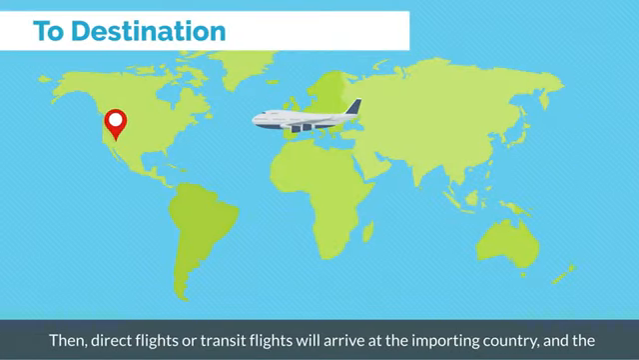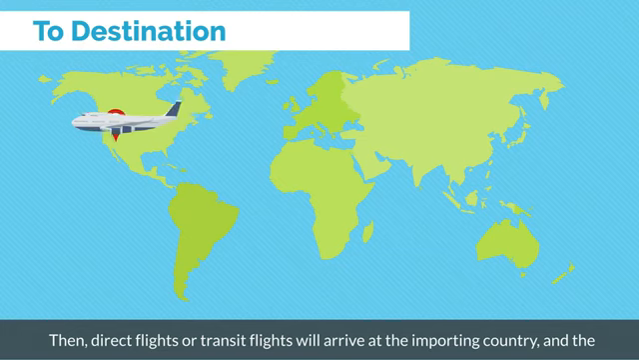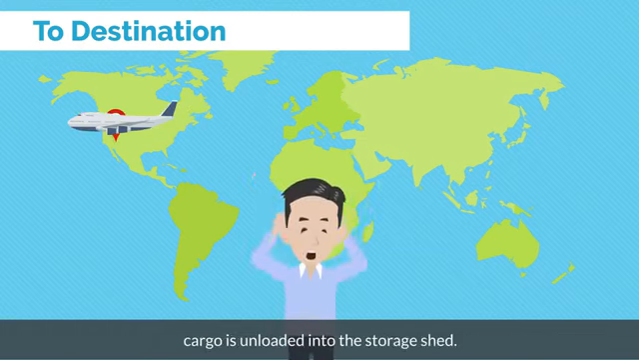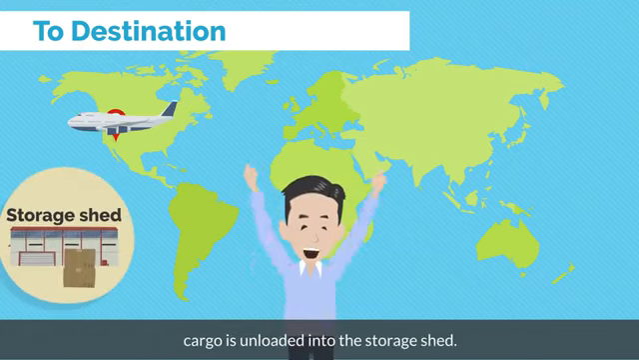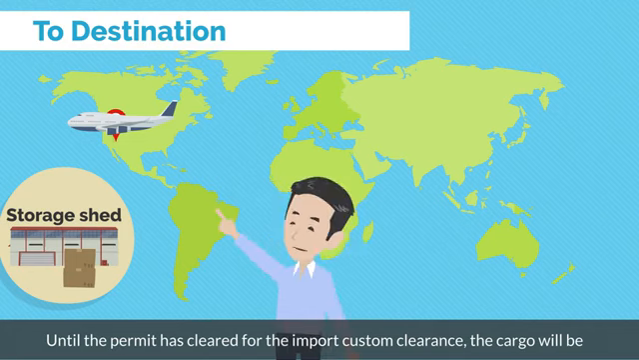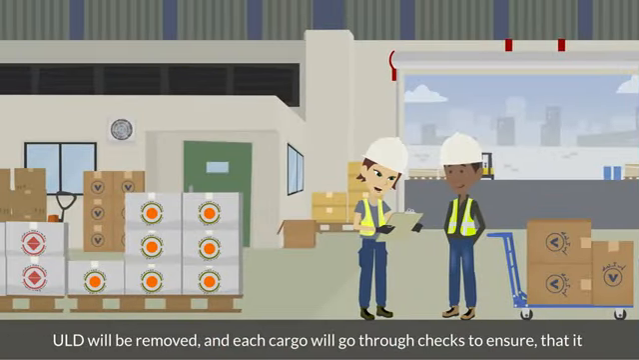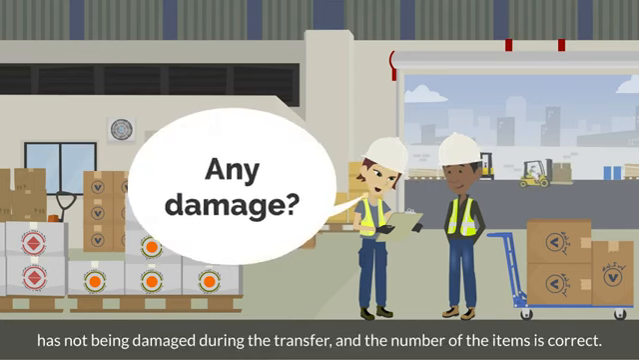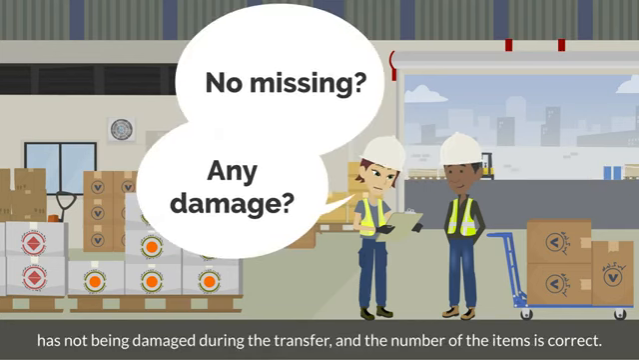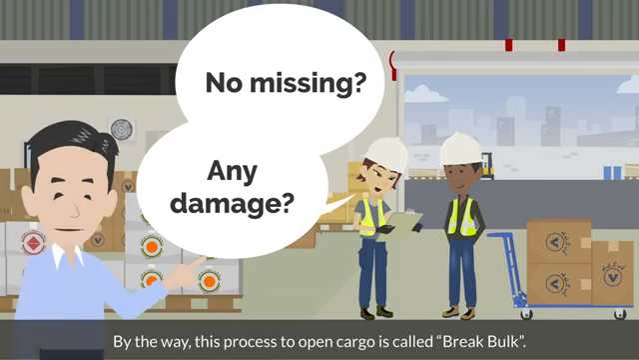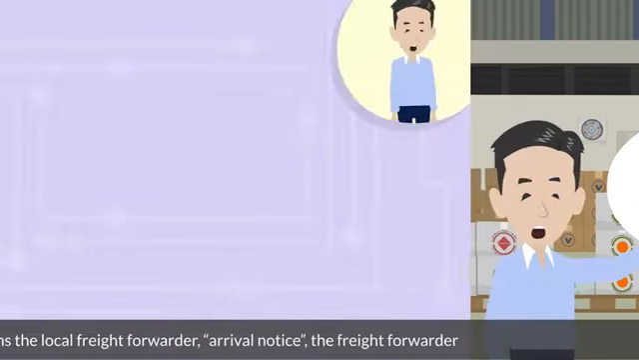Then, direct flights or transit flights will arrive at the importing country, and the cargo is unloaded into the storage shed. Until the permit has cleared for the import custom clearance, the cargo will be kept at the storage shed. ULD will be removed, and each cargo will go through checks to ensure that it has not been damaged during the transfer, and the number of the items is correct. By the way, this process to open cargo is called break bulk.